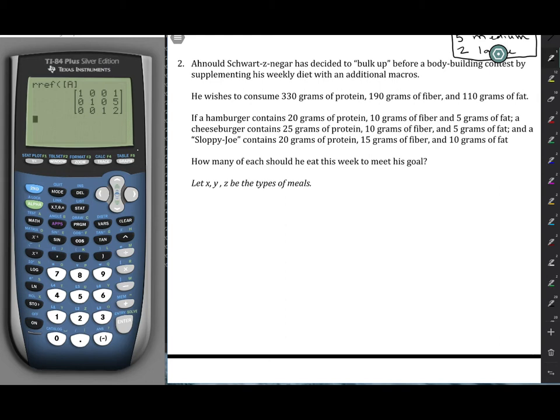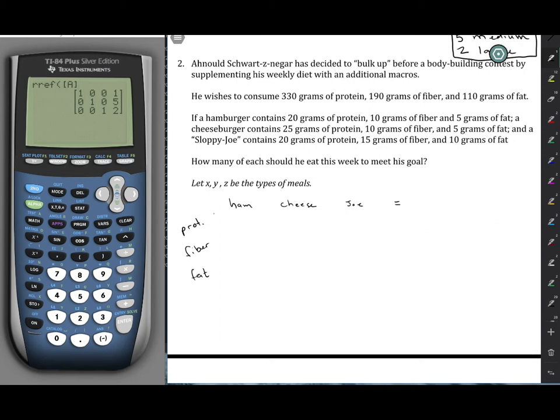So that means that meals are going to be our headings. So we're looking at hamburger. We're looking at cheeseburger. And we're looking at sloppy joes. And again, the goal or the equal to. Now, our macros, protein, fiber, and fat will be what's in each meal.